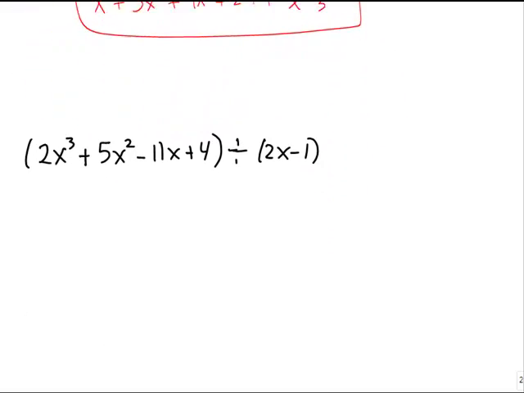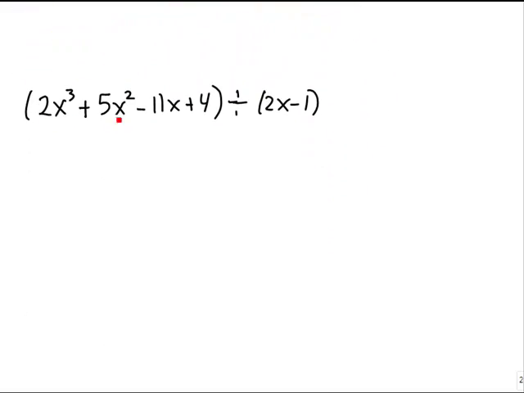Okay, our last example. Here we have a cubic divided by, again, a linear polynomial. This is x to the first power. That's what tells us that we can use synthetic division. So I'm going to take these coefficients and list them going across: 2, 5, negative 11, 4. All terms were accounted for. I had an x cubed, an x squared, an x, and a constant. So I don't need any zeros.